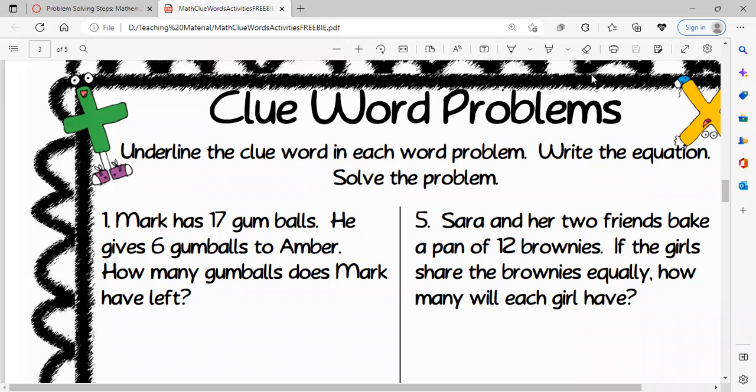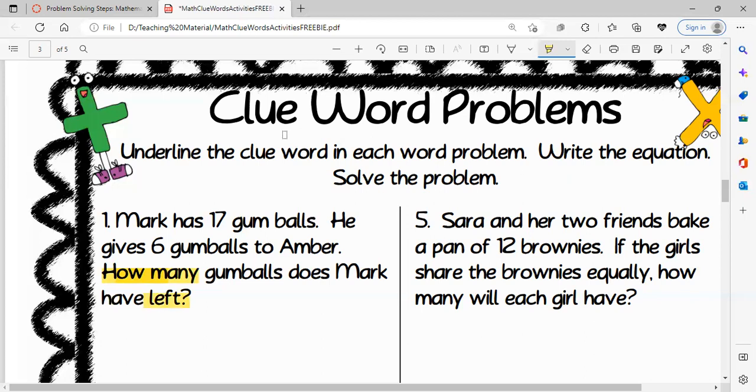Yes, it is subtraction. We're supposed to be subtracting, but what word tells us we're going to be subtracting? And that's the keyword. How many left? So we have how many, but we can't leave off the left. So it's how many left, all right? So let's highlight those words. All right, so let's write the equation now.